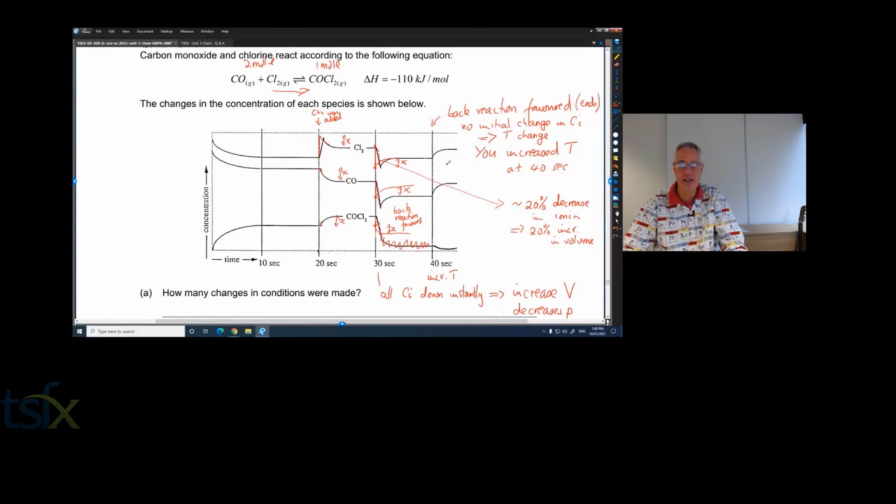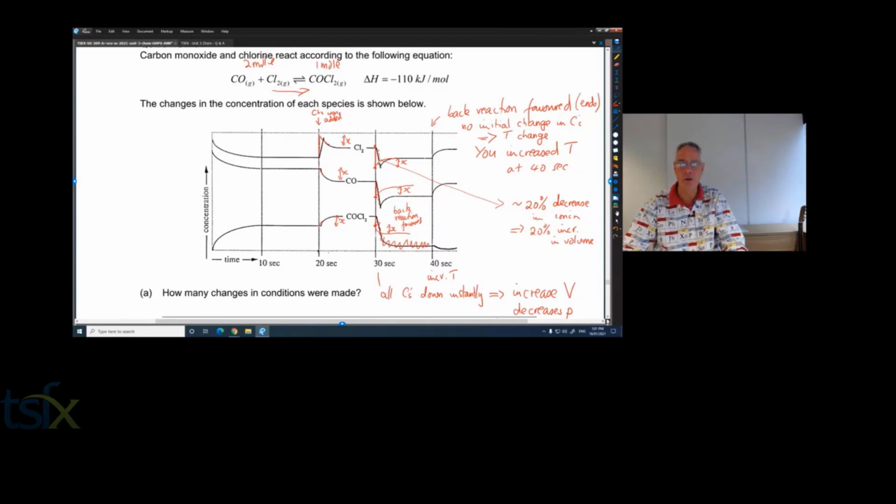You can see that the back reaction was favoured as the reactants went up and the product went down. Why would the back reaction have been favoured with a temperature change? It must be because it's clearly favouring the endothermic direction. Forward is exo, back is endo. Why would it favour endo? Because it's trying to cool things down. You must have raised the temperature and it's fighting you.